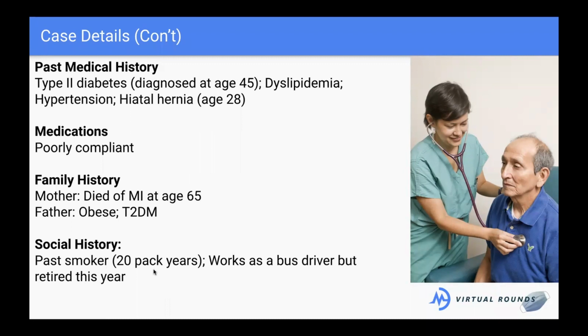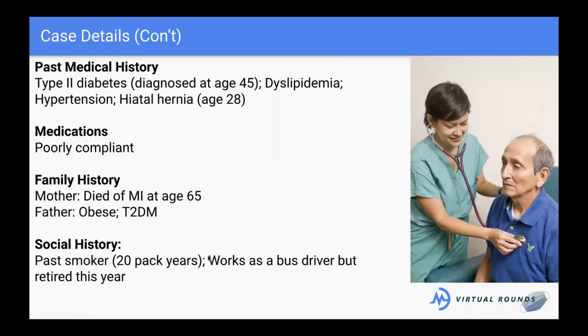Does anyone know what pack years means? This is a bonus question. This is a very tricky question that I didn't learn until med school. Number of cigarettes smoked per day times... Yeah, exactly. Well done, Seema. Yeah, so it's the number of packs usually smoked per year, not the number of cigarettes themselves, but exactly right.